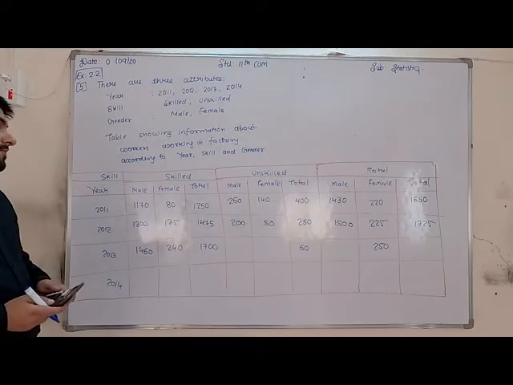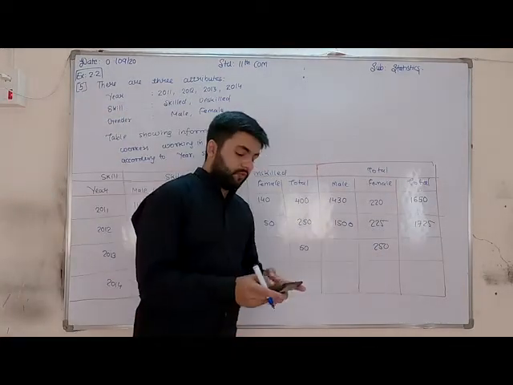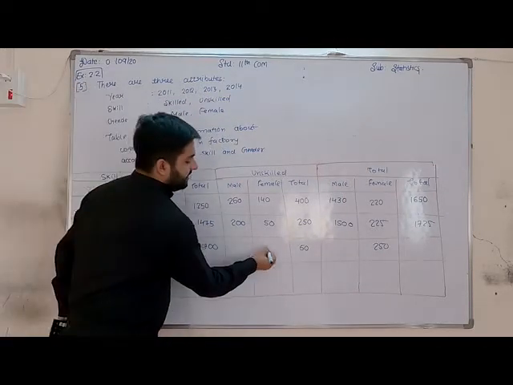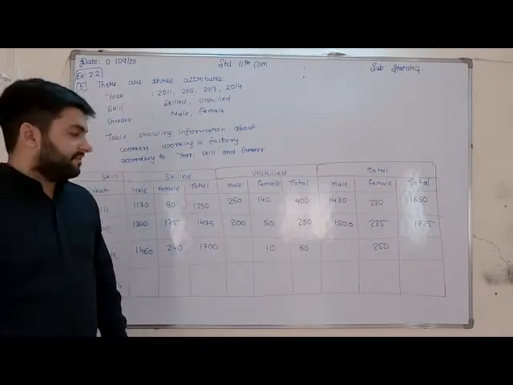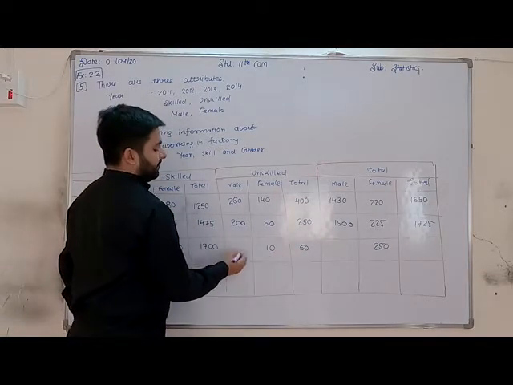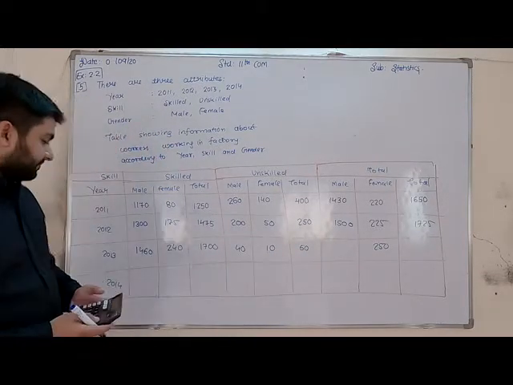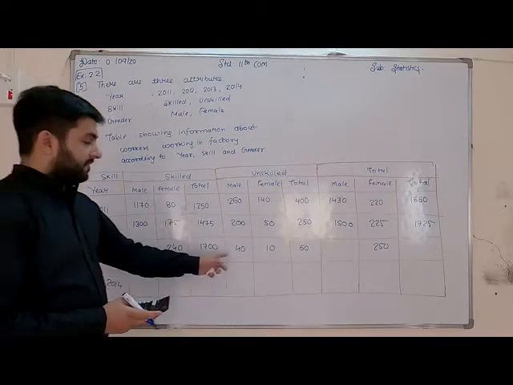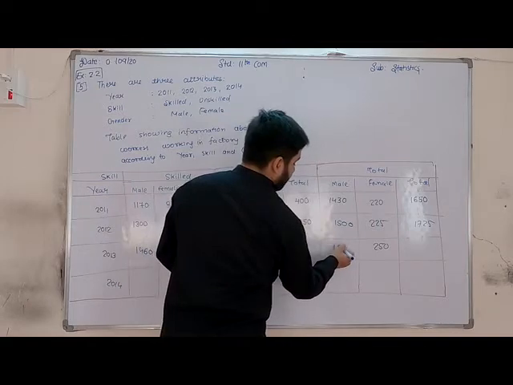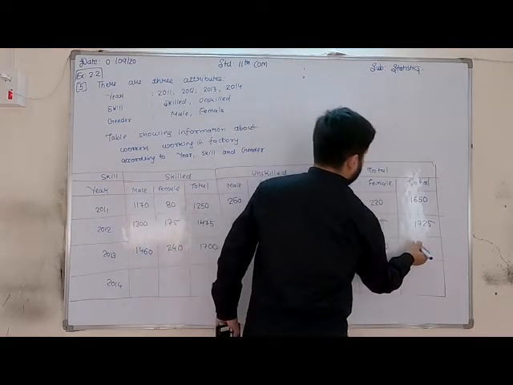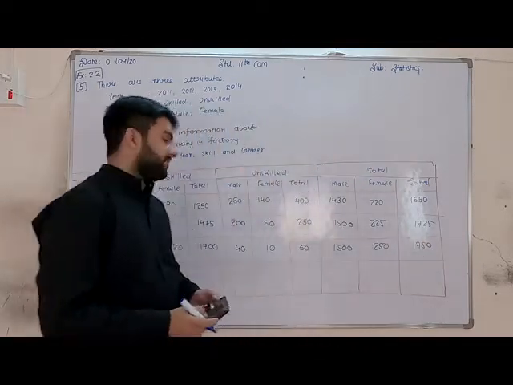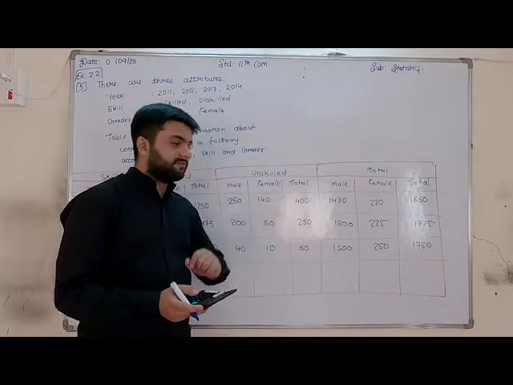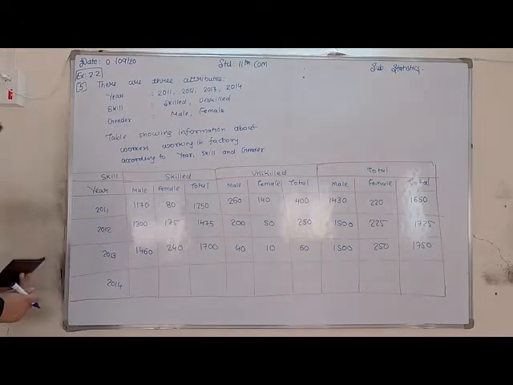Now see females. 250 are total females, 240 are skilled females, so unskilled females are 10. 50 are total, 10 are females, so 40 are males. Now 1460 are males, 40 are unskilled males, so 1500, and 1500 plus 250 is 1750. Otherwise 1700 here, 50 here, total 1750 also we can get. Now the last one.